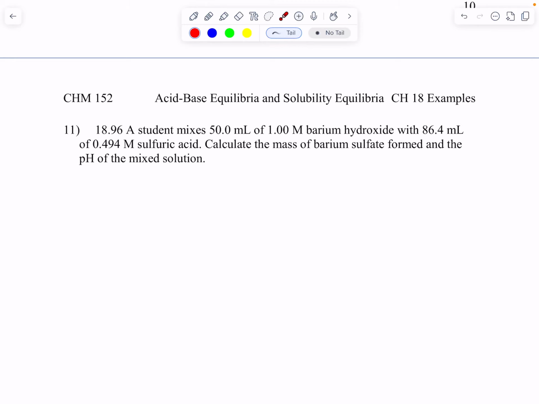All right, ladies and gentlemen, we got number 11. A student mixes 50 milliliters of 1 molar barium hydroxide with 86.4 milliliters of 0.49 molar sulfuric acid. Calculate the mass of barium sulfate formed and the pH.